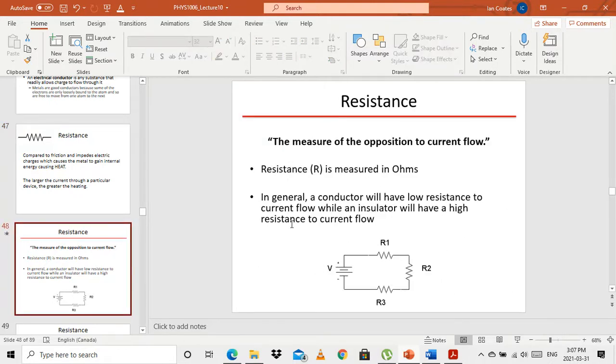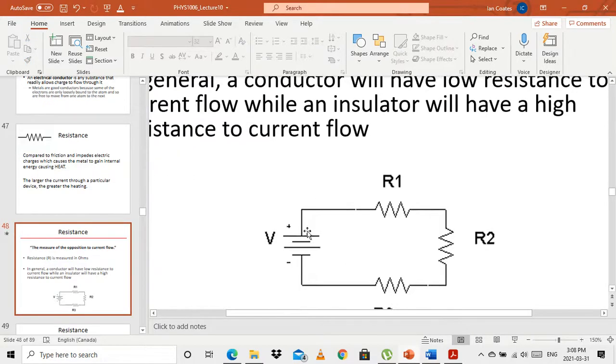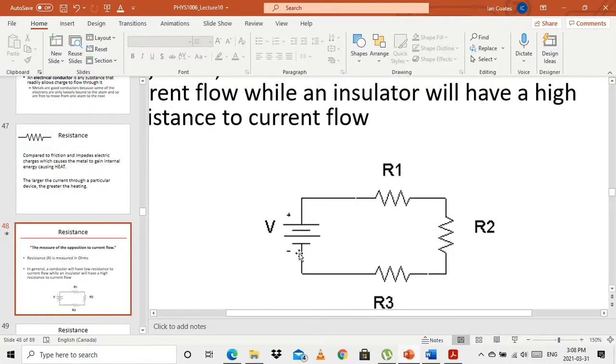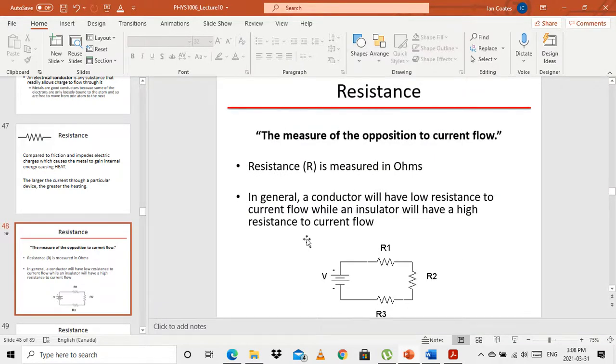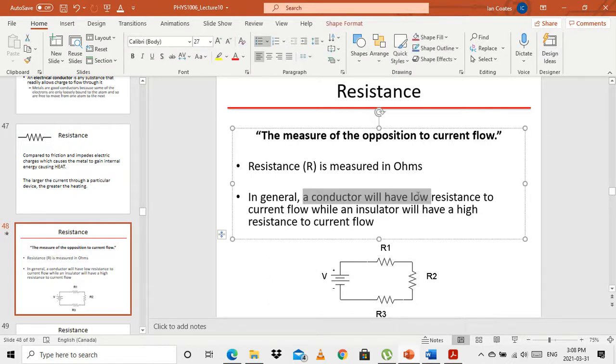Resistance R, measured in ohms. Have a look here. Here we've got a battery. I'll zoom in here. You've got a positive end to the battery and a negative end to the battery. So the electrons are going to flow through here. But remember, your I, the arrow, is going to point this way. I didn't invent it. I'm just the messenger. So in general, a conductor will have low resistance to current flow, and an insulator will have high resistance.